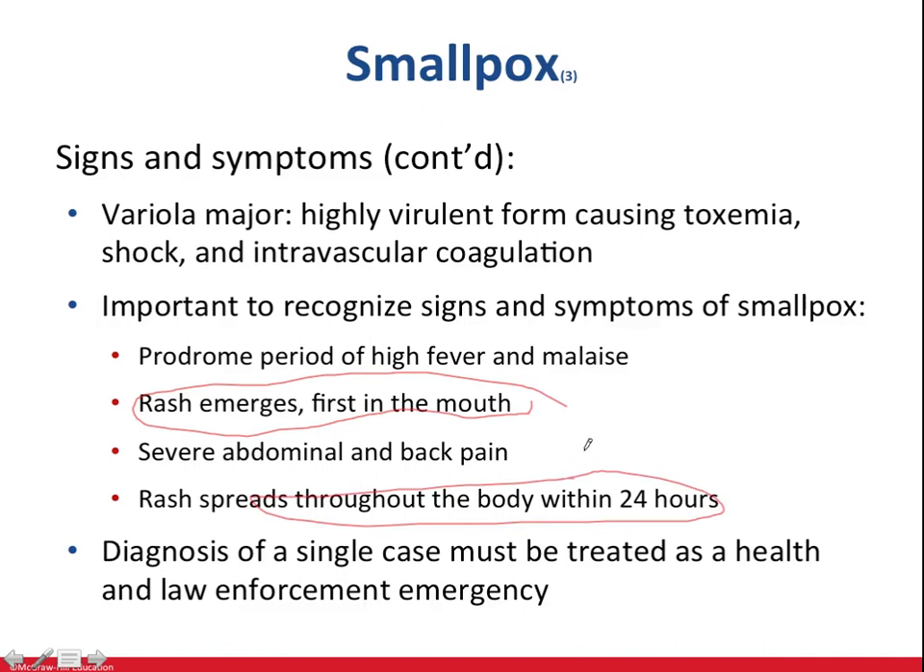So once we find these cases, we have to report to the public health department and the CDC, okay. So they have to take precautionary measures to prevent the spread of these diseases.